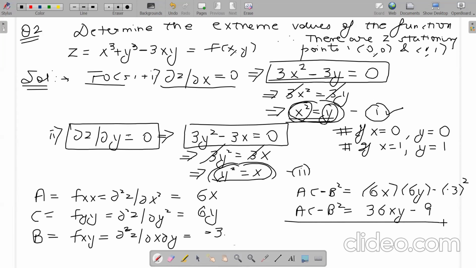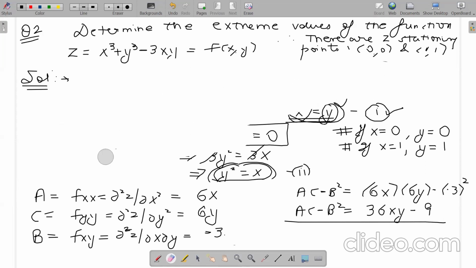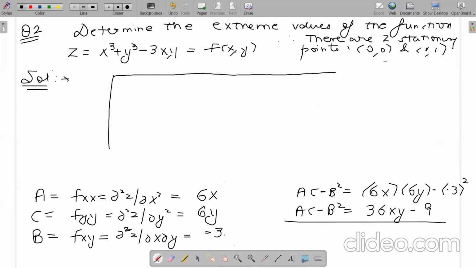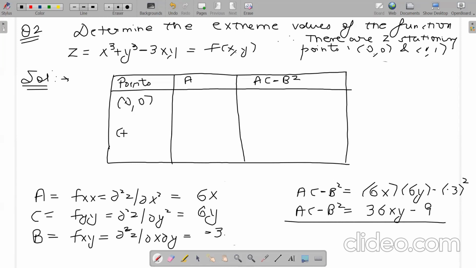Okay, now let's look at the signs. So if I erase all this off now, let's look at the signs of A and AC minus b square at these points. So I can now make a table to make it look more systematic. Let me draw a table where I have the points, I have the sign of A and I have the sign of AC minus B square, because these are my deciding factors. So my points are 0, 0 and 1, 1.